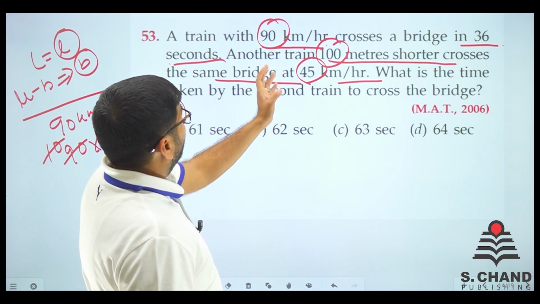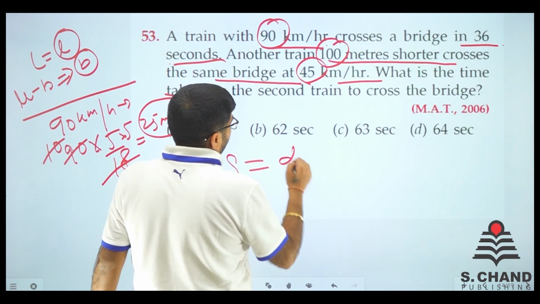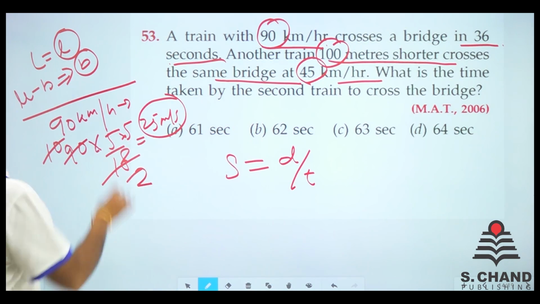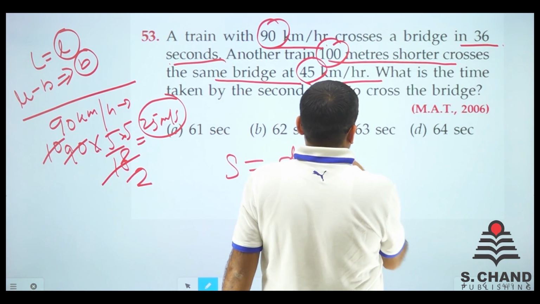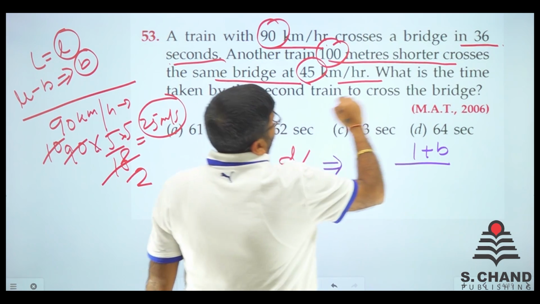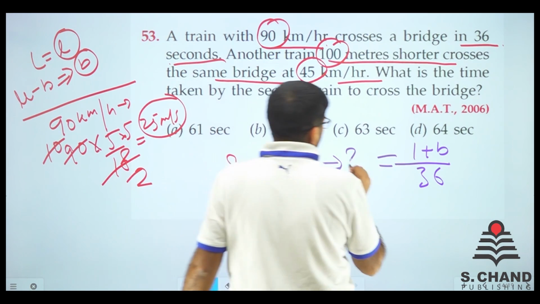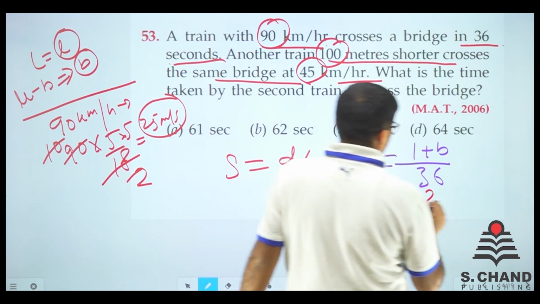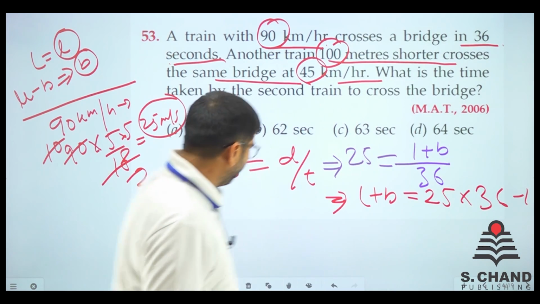Now it crosses the bridge in 36 seconds. So speed is equal to distance upon time. What is the distance? The total distance is L plus B, right? L plus B, total time taken is 36 seconds, and the speed is 25. That means L plus B is equal to 25 into 36. That is my first equation, right?